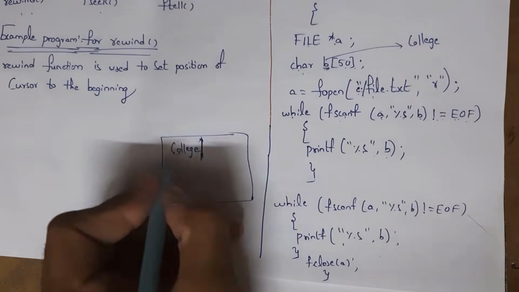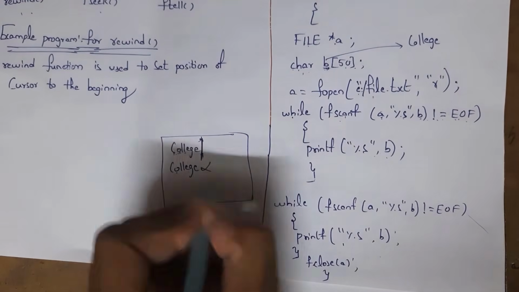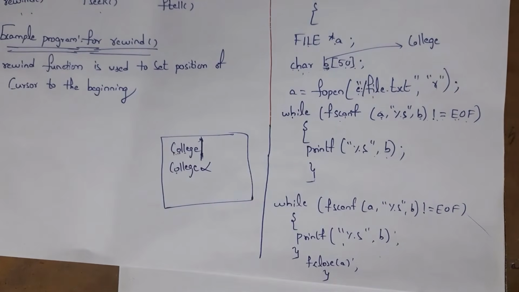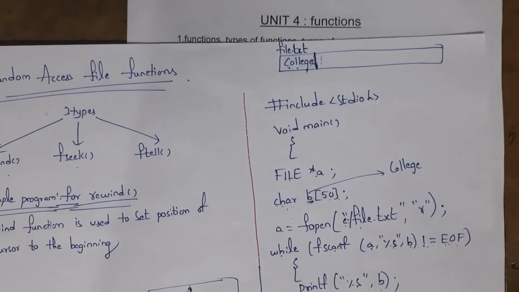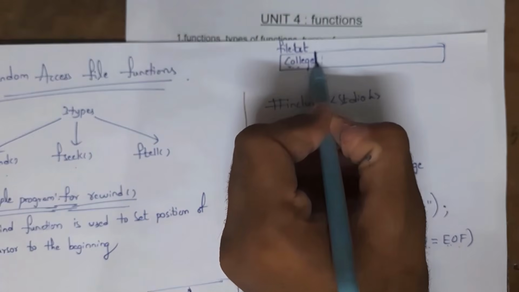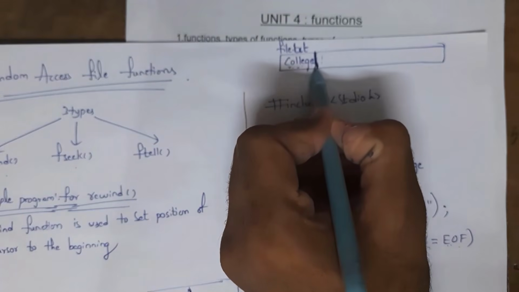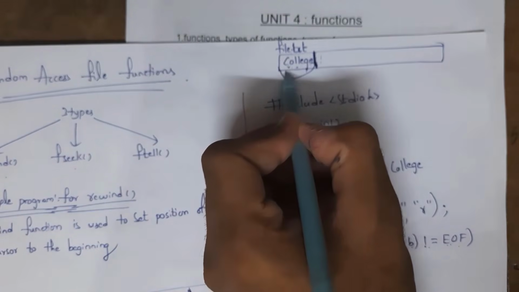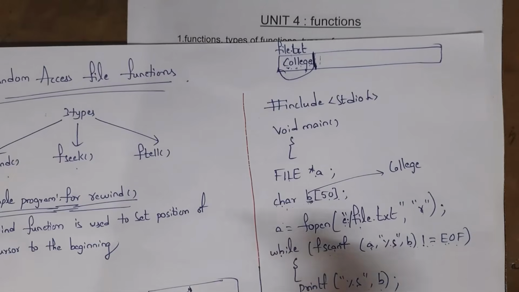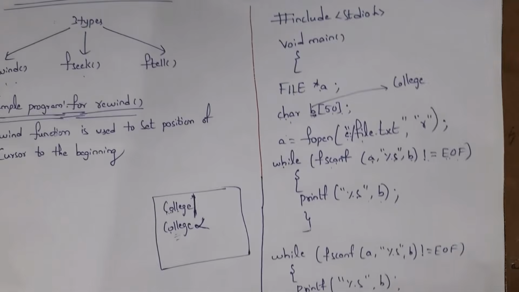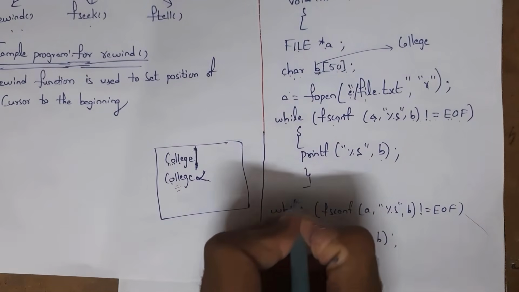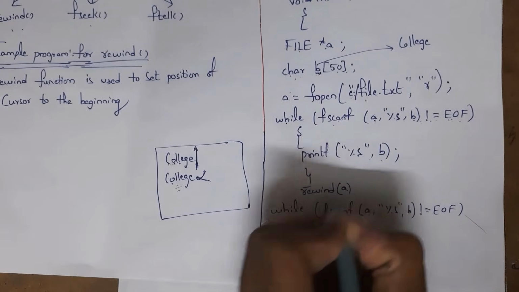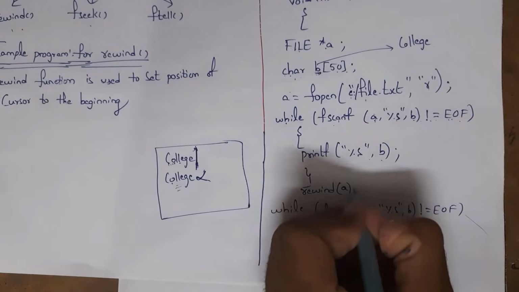I need to get output as college again, but I do not get output college again, because when I printed this file information for the first time, my cursor was placed at the last position. So in order to print the same information again, I need to bring this cursor to the first position. When I bring my cursor to the first position, then I will get output as college. For that purpose, here we need to write the rewind function. My file is present in pointer A, so we need to write here rewind A and semicolon.